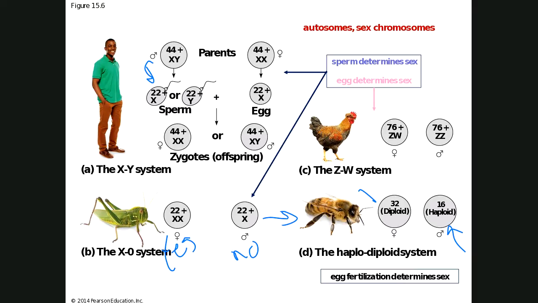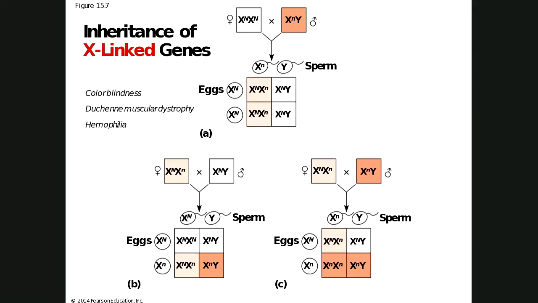Well, the reason is that colorblindness, and there are a couple of other disorders I'll show you on the next slide, are actually, the trait for whether you have it or not, is found on the X chromosome. So that's what we call X-linked, but then it really doesn't have anything to do with sex.